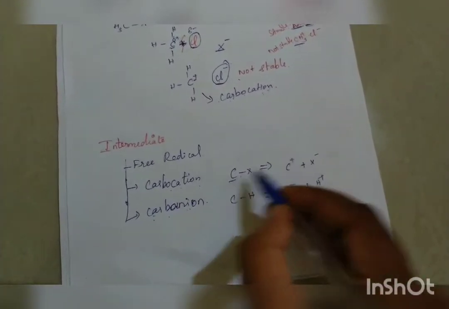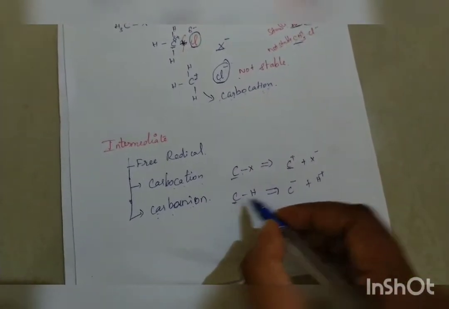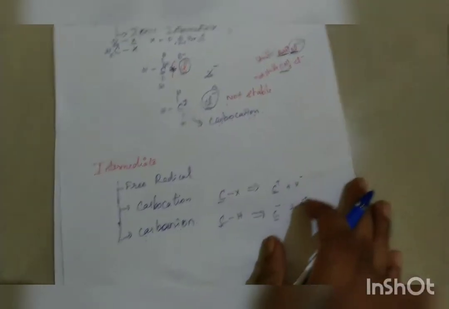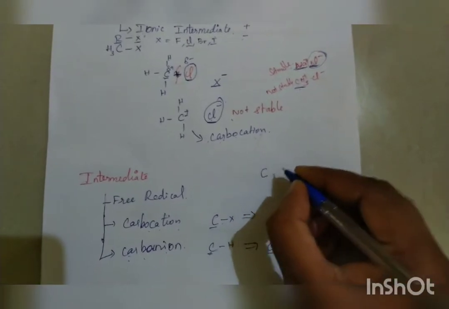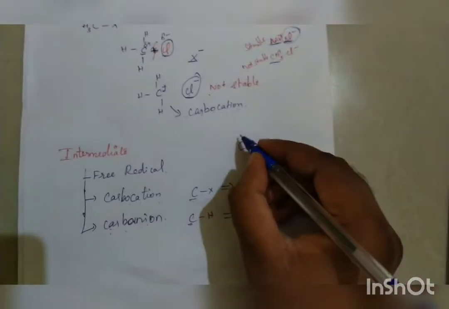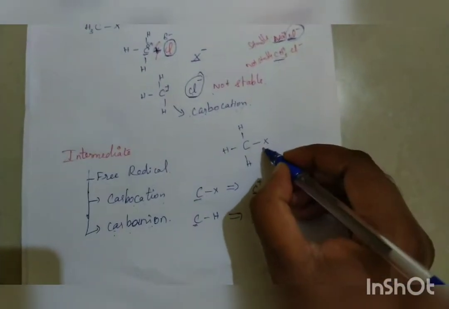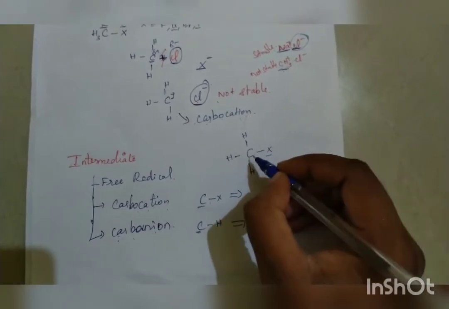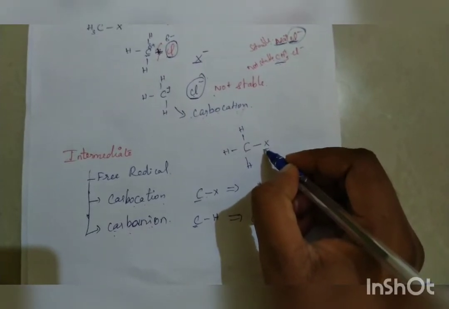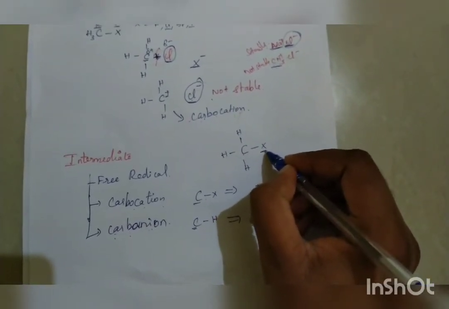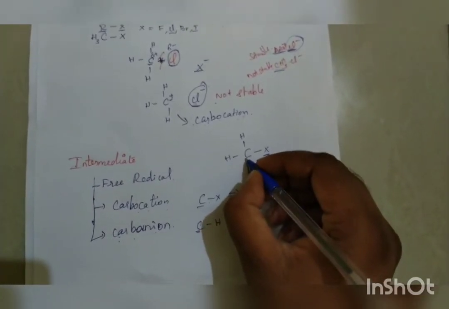Carbocation: the carbon becomes the cation. Carbanion: the carbon becomes the anion. I would like to give one example for this. Suppose the cation C, I will take the halogen. This halogen group is attached to the carbon. Which is more electronegative? Yes, you are correct. The halogen group is the most electronegative compared to carbon.